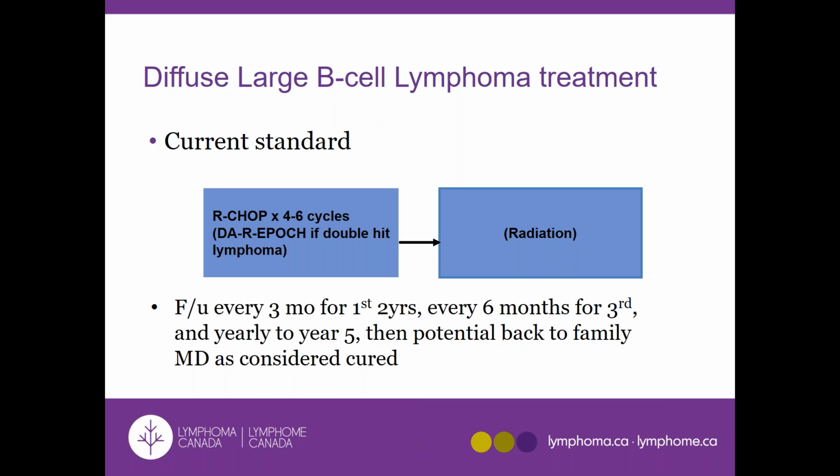Most patients with aggressive lymphoma, if things go well and go into remission, will be followed every 3 months for the first 2 years. Then it might stretch out a little bit if all is well, every 6 months for a 3rd year, then yearly for up to year 5. And if all is well at that time, depending on what else is going on and how the treatment went, there's a potential to be referred back to a family physician for ongoing yearly regular follow-ups as considered cured in most cases.